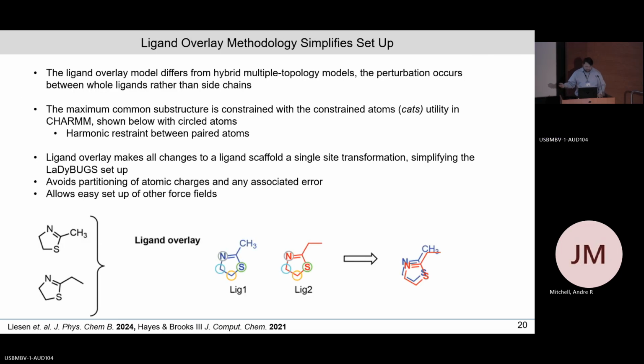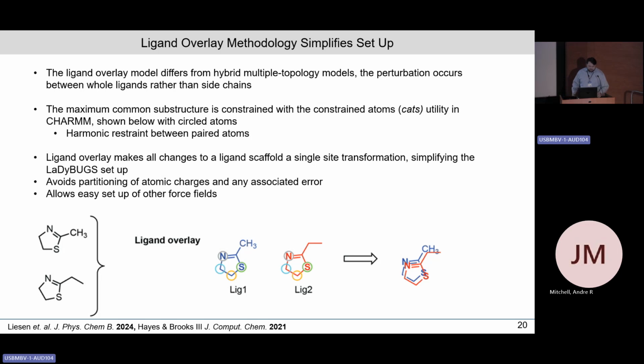So the ligand overlay model differs from the hybrid topology model because the perturbation occurs between whole ligands rather than side chains. So rather than a hybrid topology model, it's going to be more of a dual topology model. And one of the things that we have to do to make this possible is that if we're perturbing between entire ligands, some of them are going to be off and not interacting with the environment. And when they're off, the problem would be that they could just float out of the binding pocket and into space and give us horrible free energy results.